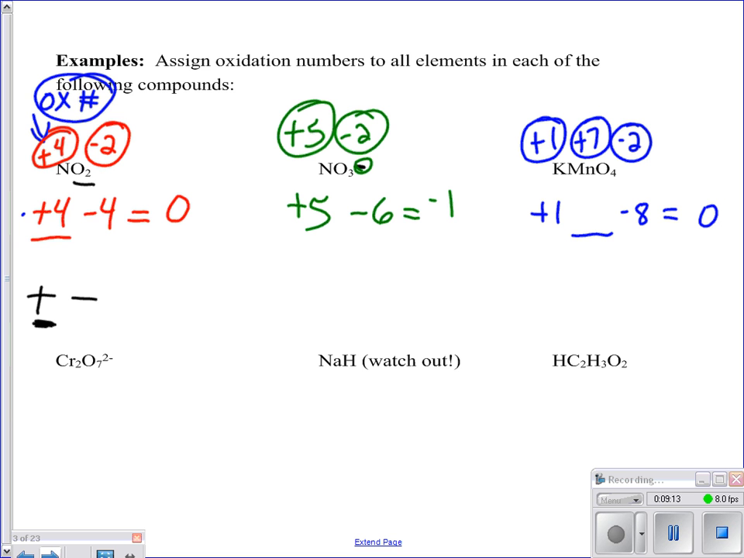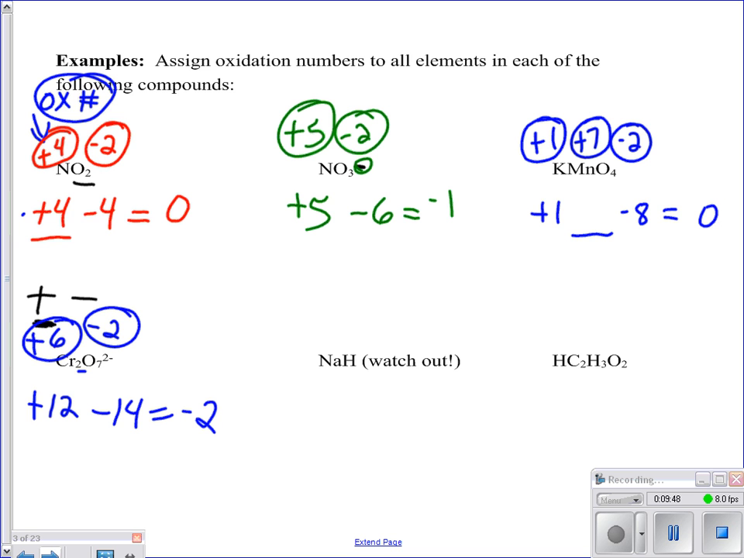There we go. All right, we come over here to our dichromate ion. Again, oxygen is -2, giving me a total of -14. When I add this up, what's it going to equal? -2. So that means my total charge has to be +12 for my chromium. So is that my oxidation number? No, because I've got 2 of them. So each one has to be +6. All right.